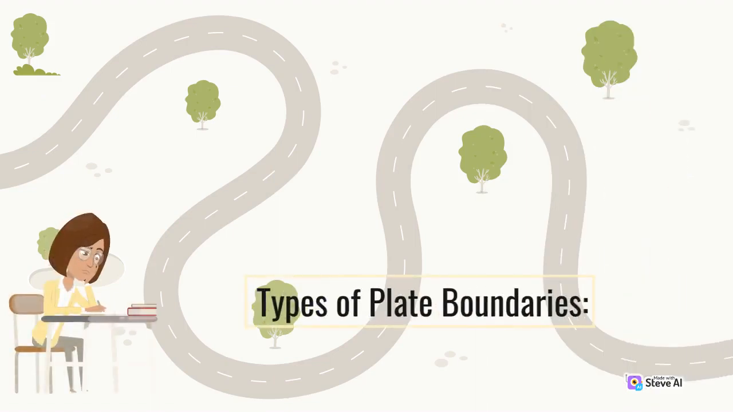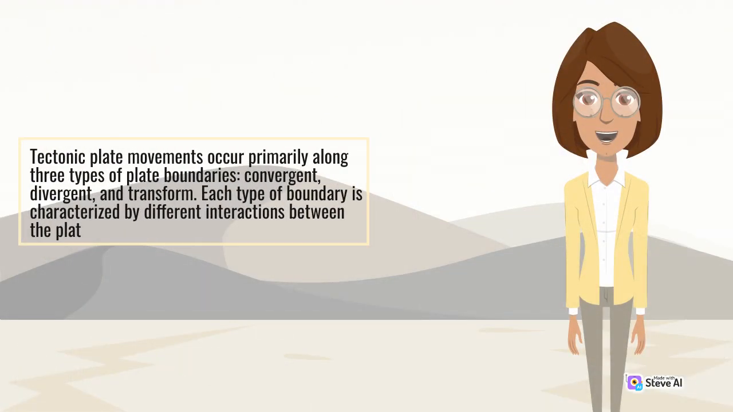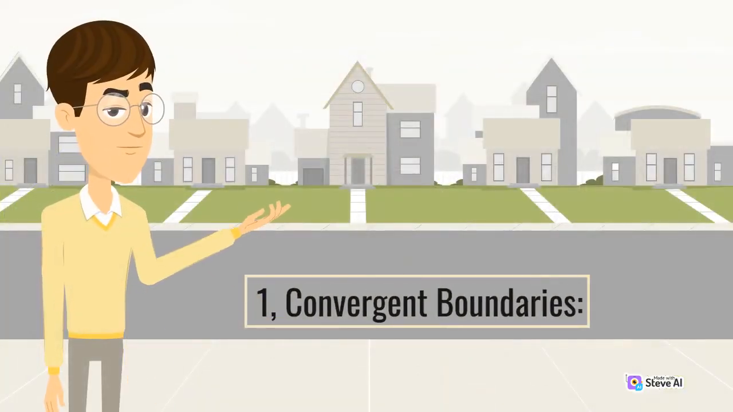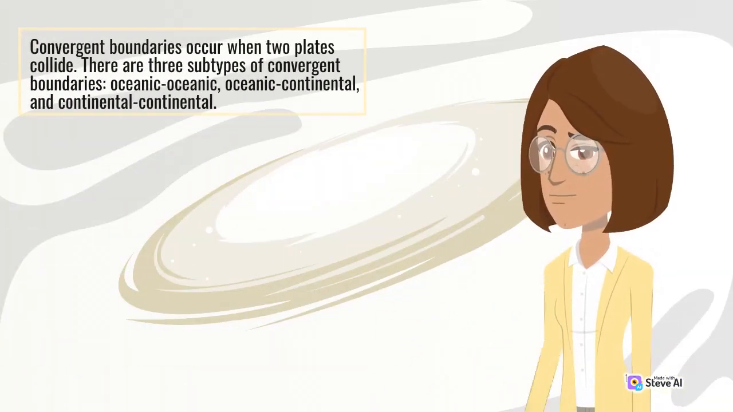Types of plate boundaries. Tectonic plate movements occur primarily along 3 types of plate boundaries: convergent, divergent, and transform. Each type of boundary is characterized by different interactions between the plates. 1. Convergent boundaries. Convergent boundaries occur when 2 plates collide. There are 3 subtypes of convergent boundaries: oceanic-oceanic, oceanic-continental, and continental-continental.